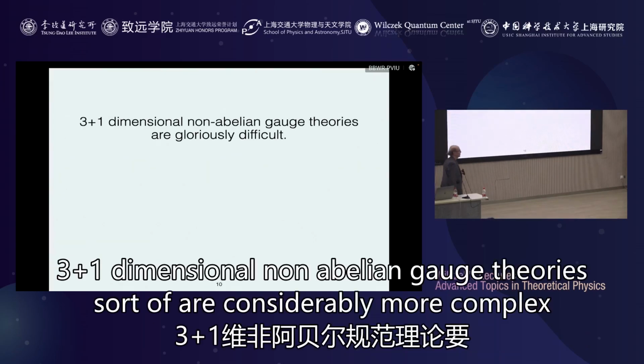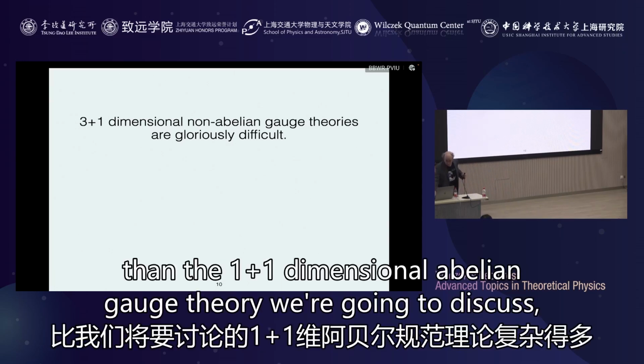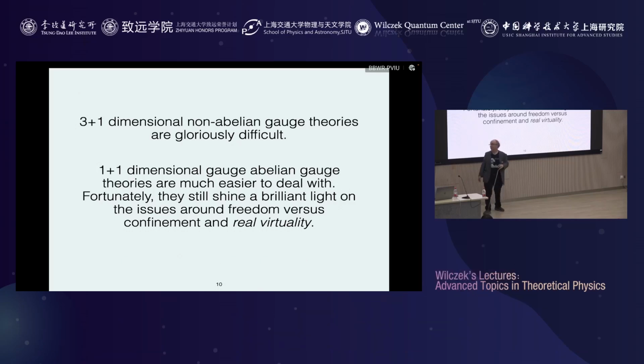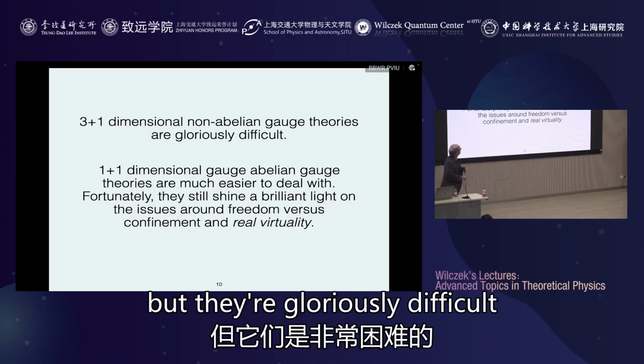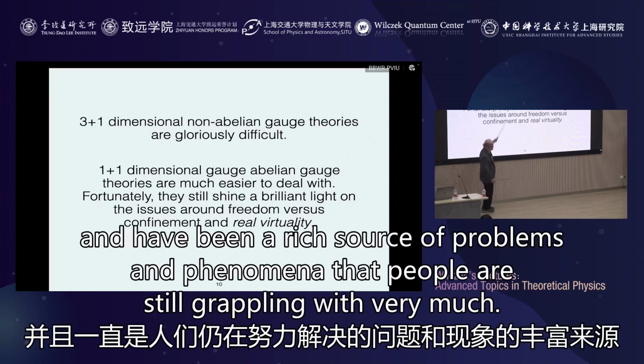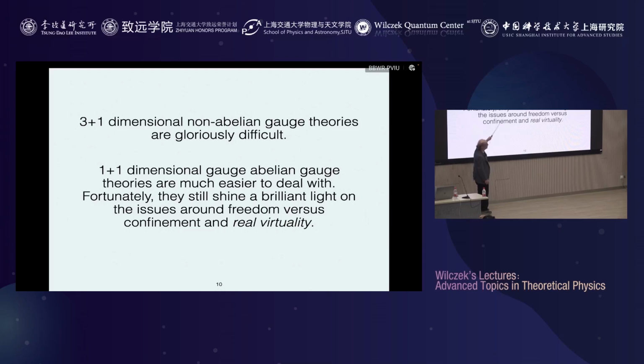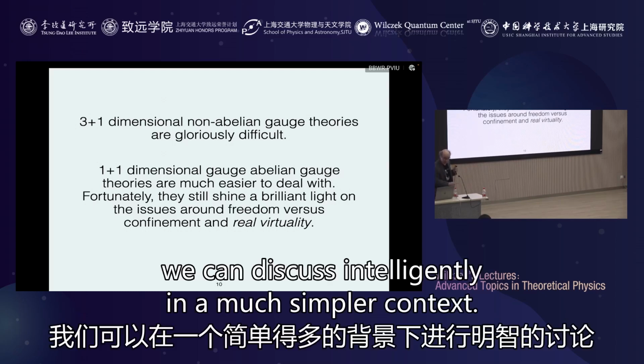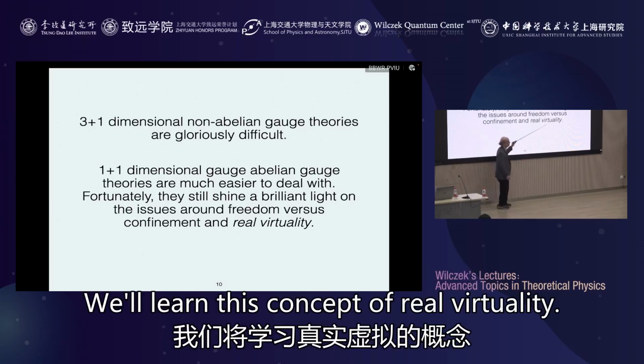So 3+1 dimensional non-abelian gauge theories are considerably more complex than the 1+1 dimensional abelian gauge theory we're going to discuss, but they're gloriously difficult and have been a rich source of problems and phenomena that people are still grappling with, very much so. But this key phenomenon of confinement we can discuss intelligently in a much simpler context, and we learn from it. We'll learn this concept of real virtuality.